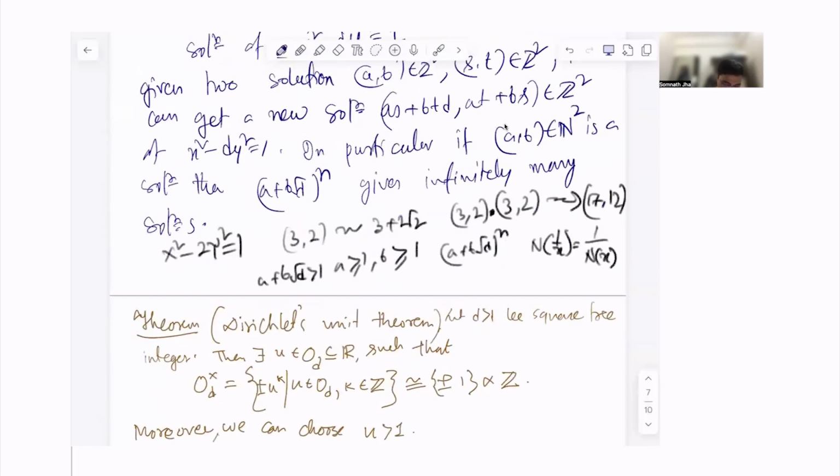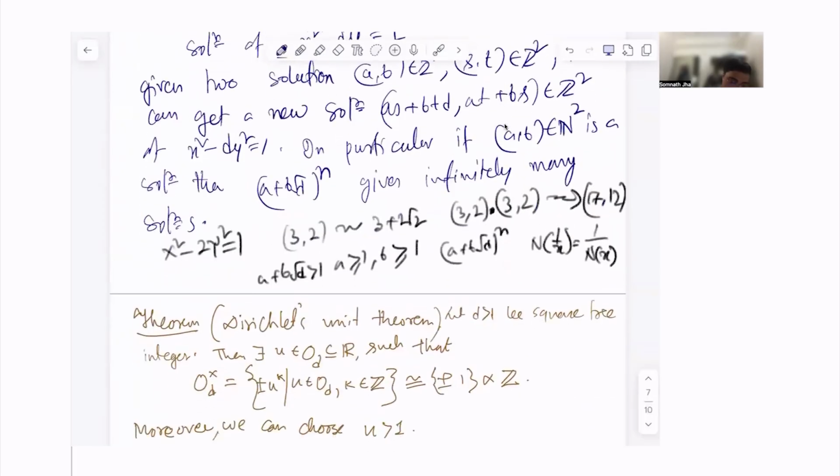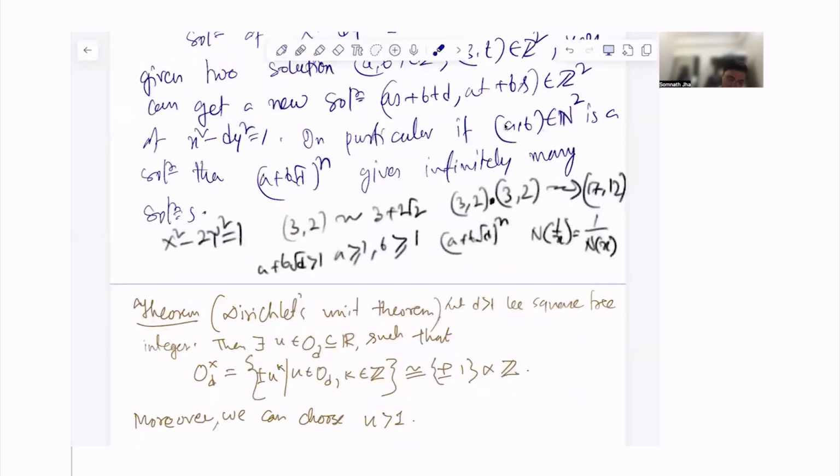And in fact, the most general result in this direction is called Dirichlet's unit theorem, which says that if d is a positive square-free integer, then there exists one unit such that every unit can be written as an integer power of that unit, so plus minus 1 times Z. So an example is Z adjoin root 2, star, is equal to plus minus.